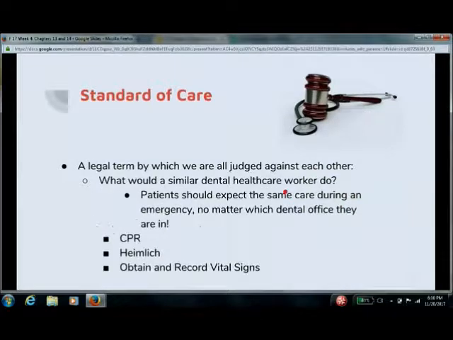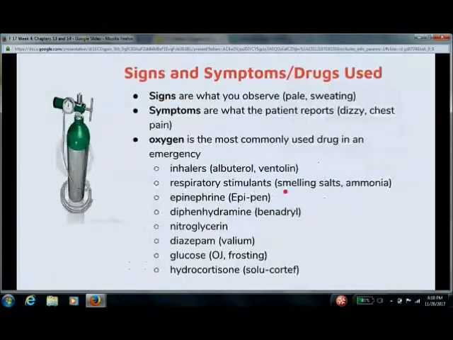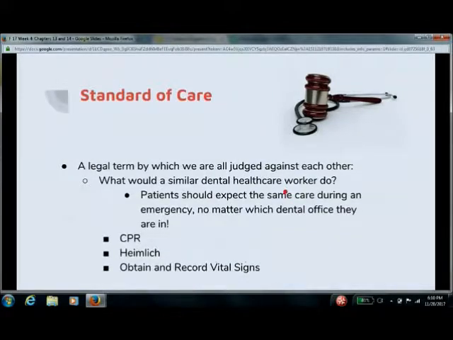So we remember that being CPR certified, being able to do the Heimlich maneuver, which is what we do when patients may be choking, is a standard of care. So being able to do these things is what patients should expect no matter which office they come to. So this is a good time for us to talk about CPR and the fact that you have paid for CPR included in your tuition.